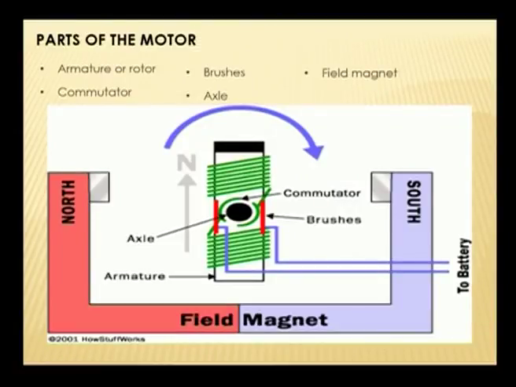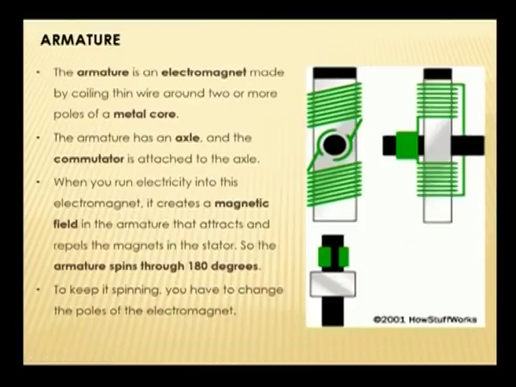So, let us look at the different parts of a motor. Armature or rotor, which is here. Next is the commutator, which is fixed to this rotor. Next is the brushes, which is fixed to the commutator. Next is the axle, which helps in keeping the armature in place, and lastly it is the field magnets, which are on either side, which creates a magnetic field.